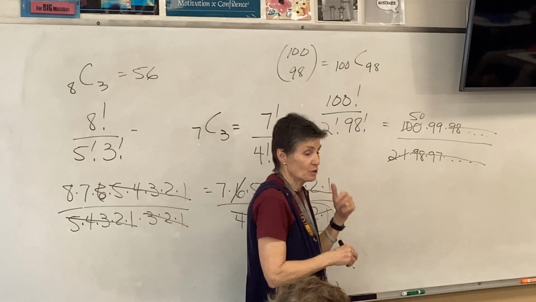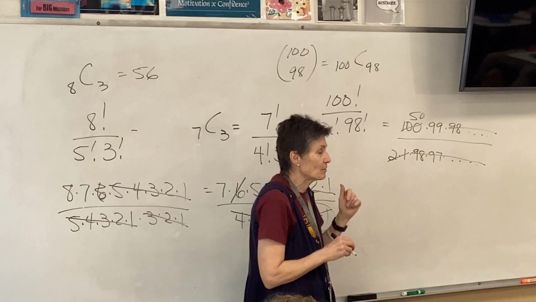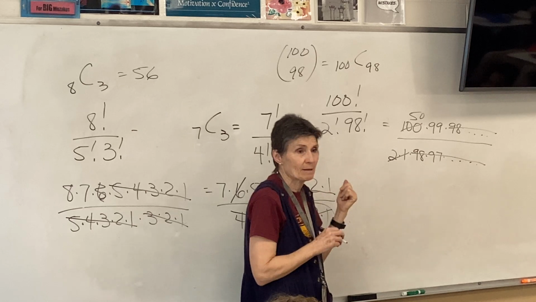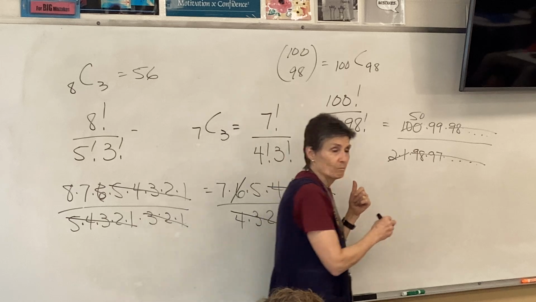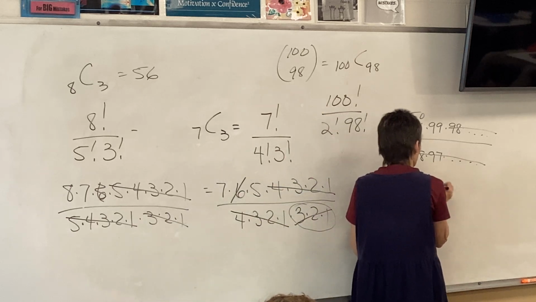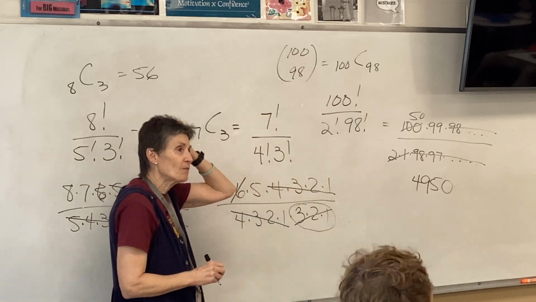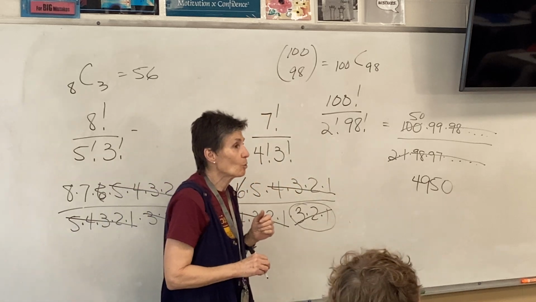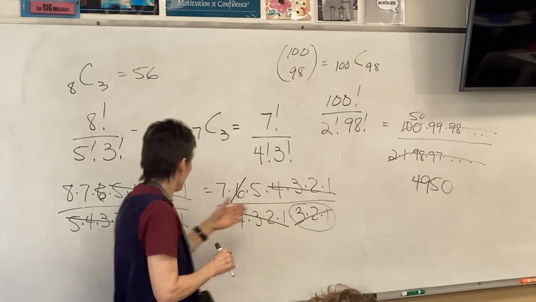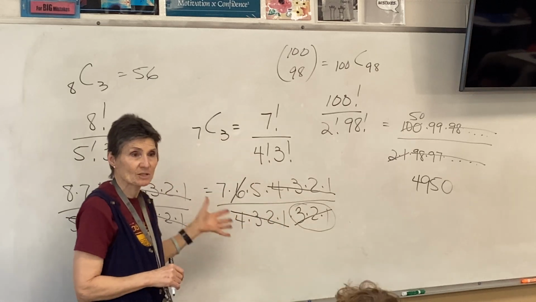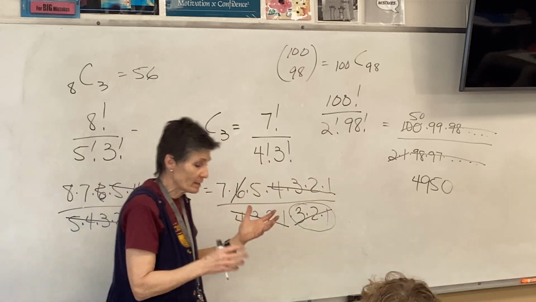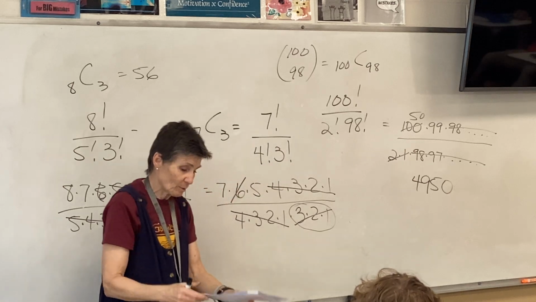right? You can type it on your calculator, that part, you can do the arithmetic. What's 50 times 99? 4950. So the beautiful thing about these factorials is they always cancel, a bunch of them always cancel out. So you don't ever end up doing very much arithmetic.